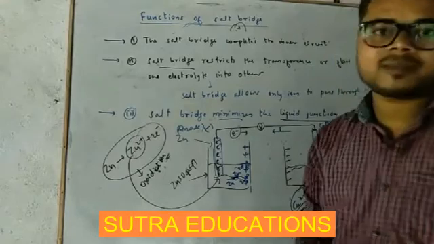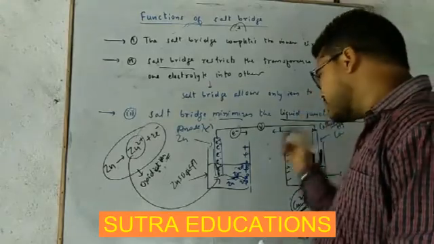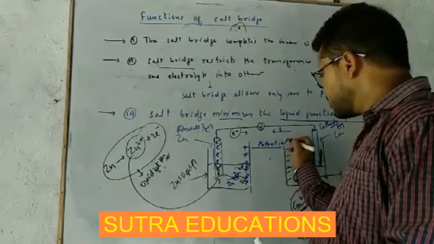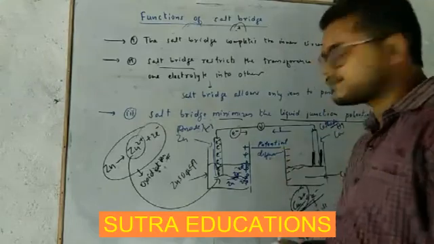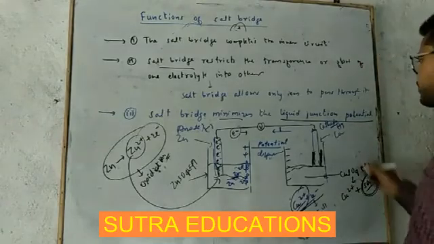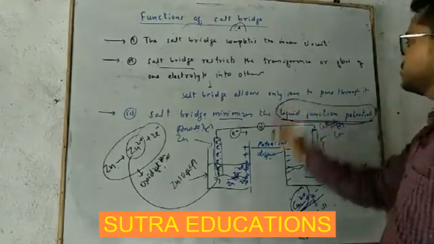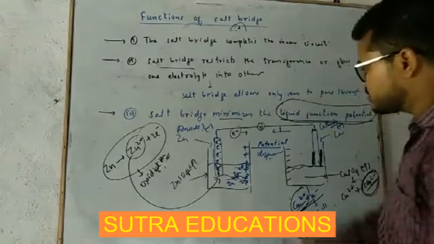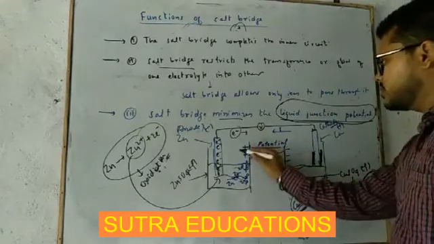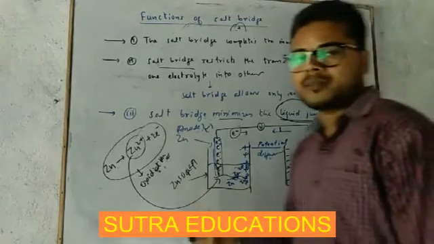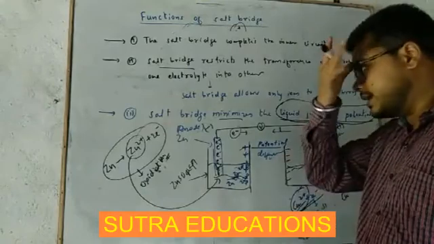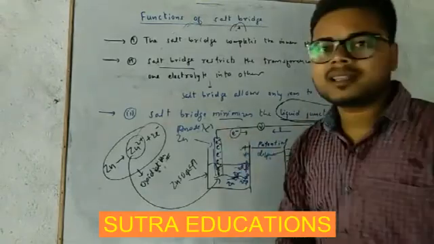Positive charge, negative charge means what? Means potential difference has been created. This is the potential difference. And this is known as liquid junction potential. This is junction. Liquid means electrolyte, and potential means it is positive, it is negative. So there is a potential difference. Got it or not? So this is what? Liquid junction potential. And I have written here, salt bridge minimizes the liquid junction potential.